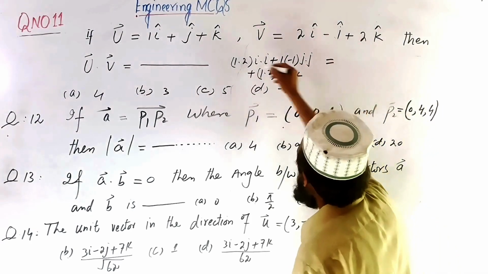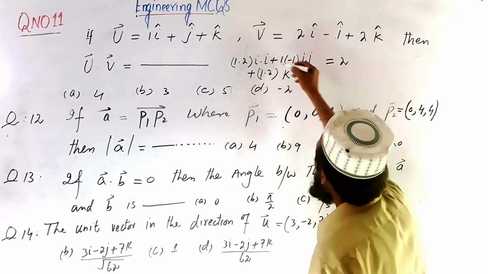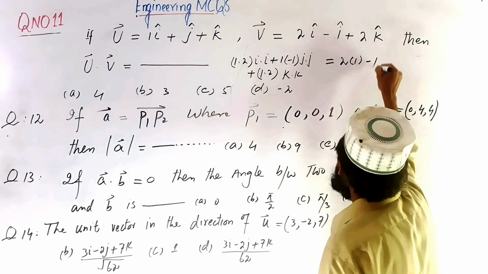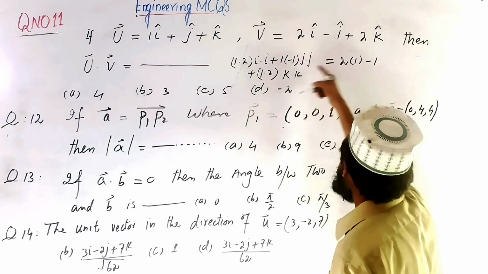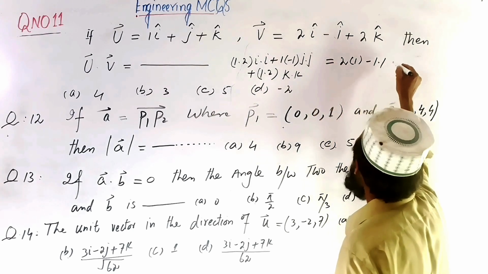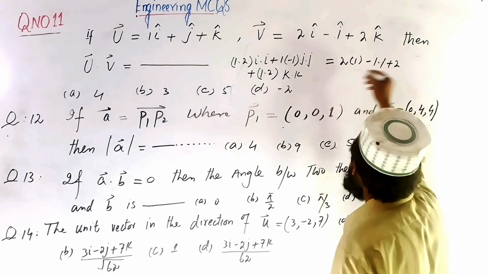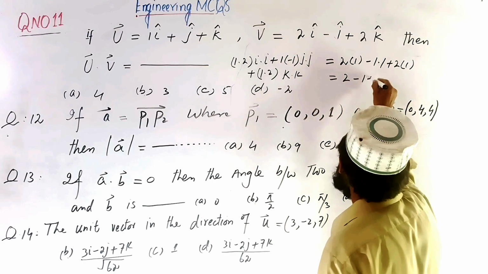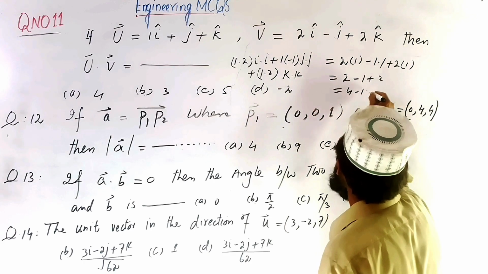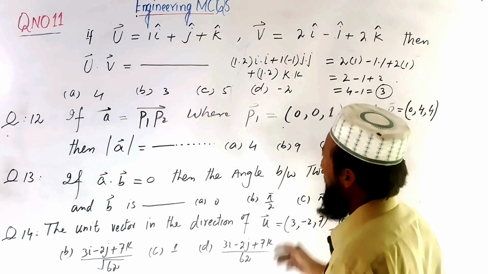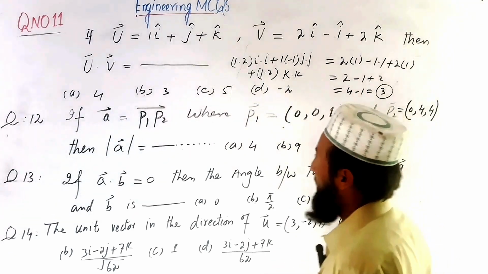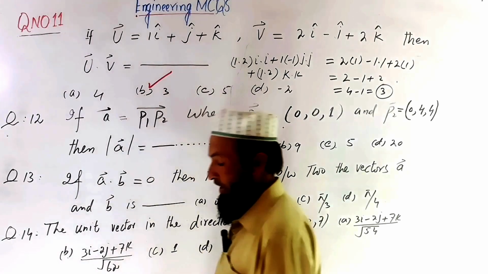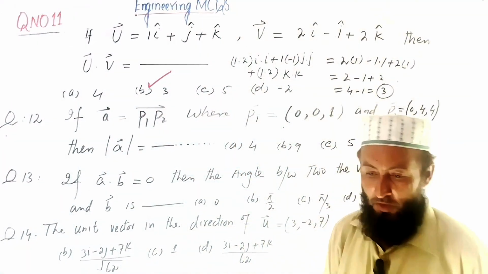Look here, 1 dot 2 gives 2, and i dot i gives 1, plus minus 1 times j dot j equal to 1, and plus 2 times k dot k equal to 1. If we multiply this, 2 minus 1 plus 2 is equal to 4 minus 1 is equal to 3. The correct answer is 3. B option is correct.